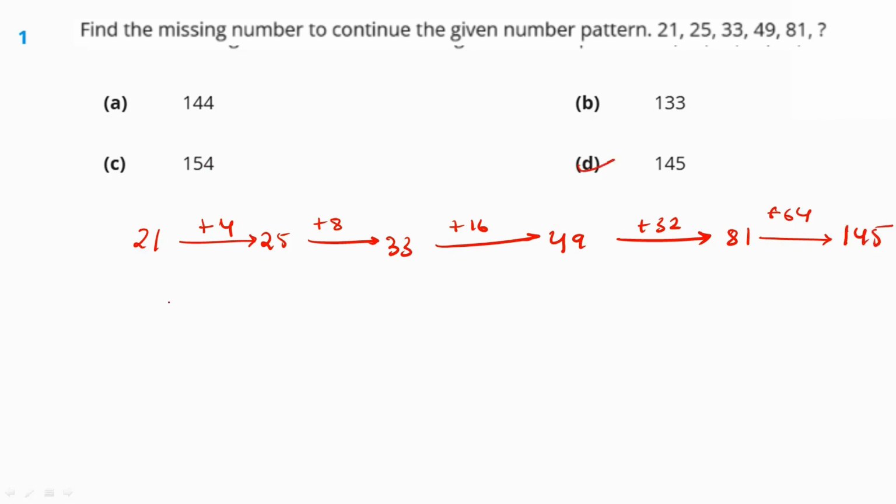How did we get this? We just simply have to double the number we are adding, right? So 4 2s are 8. Here again 8 2s are 16. Again 16 into 2 is 32. Here 32 into 2 would be 64. So finally, when we add 64 to 81, we get 145 as our answer. So option D is the correct answer. We move to the next question.